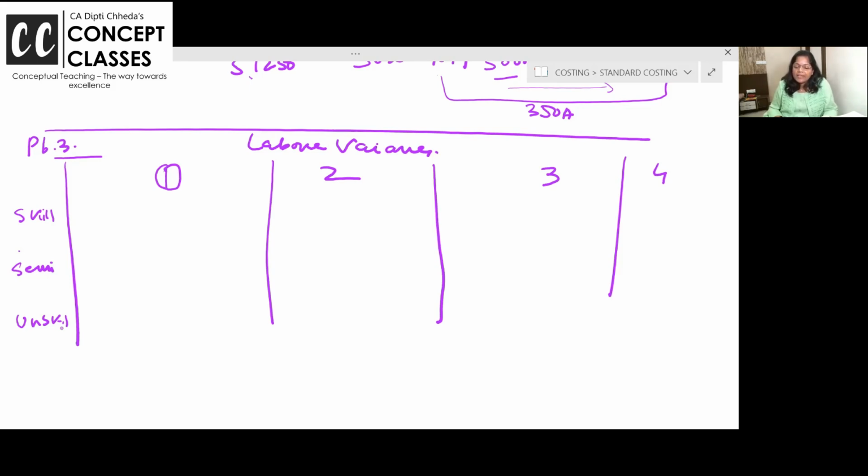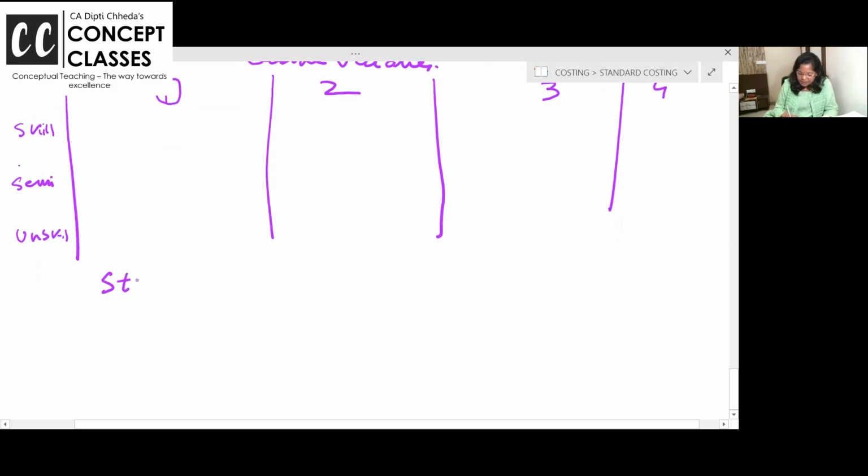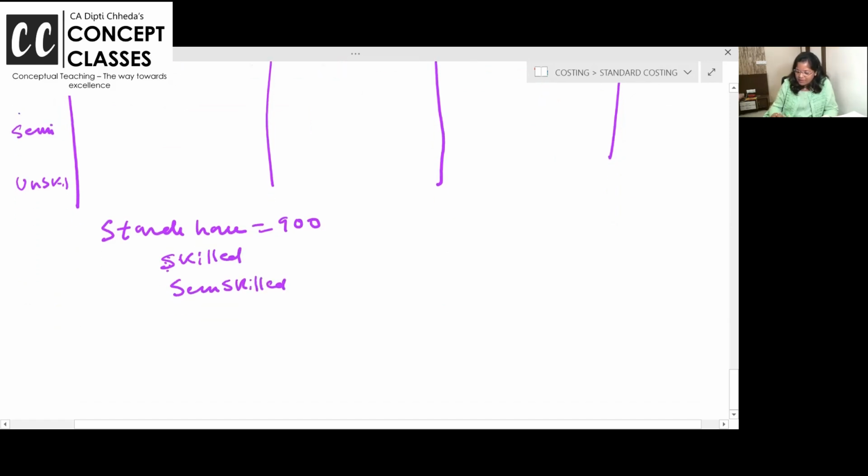In a week, the gang as a whole produces 900 standard hours. So standard hours, how much do we want to take? 900. Make the working below. Standard hours 900. Skilled, semi-skilled, unskilled. Can I take standard hours in the ratio of the standard gang?